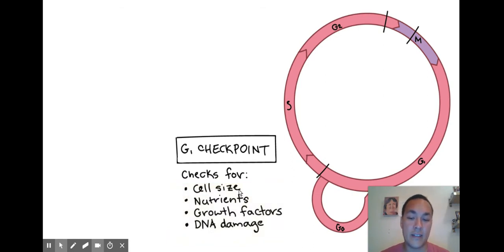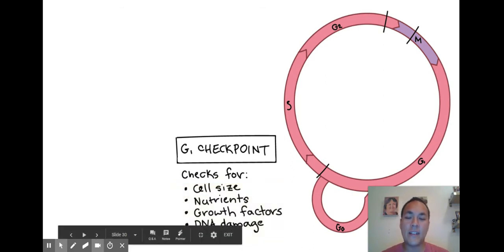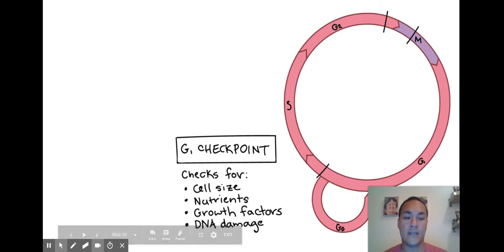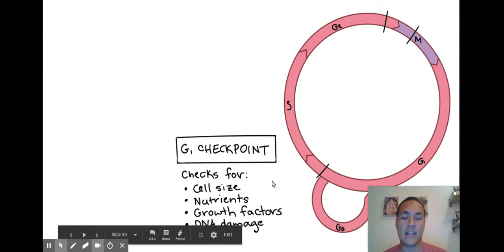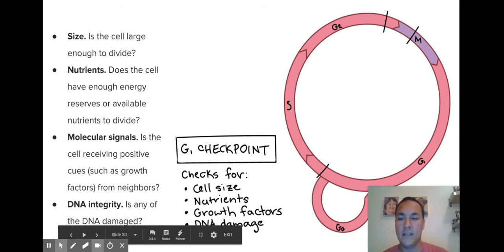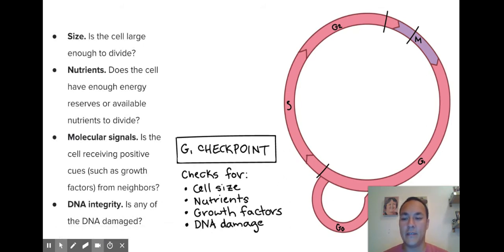If you guess that it's just checking that it's ready to divide, that it's the right size, that it's got enough food and nutrients to do it, that the appropriate growth factors are telling it to divide, and it's assessing whether or not it has any damage to its DNA. Right? So is it large enough to divide? Can we do this? And is any of the DNA damaged? If anything's wrong, the cell can try and fix itself, or it can program itself to self-destruct. And that's called apoptosis. That's a good thing if it self-destructs, if it was going to have a mutation that could have caused cancer.